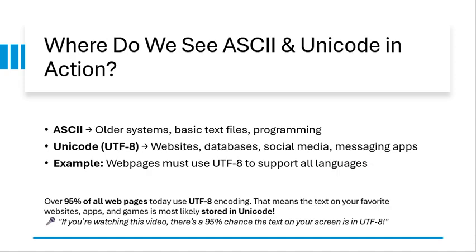Now we'll talk about real world applications. Where do we use ASCII and Unicode in real life? ASCII is used in old programming languages, text files, and simple systems, while Unicode UTF-8 is used in web development, databases, messaging apps, and modern programming.